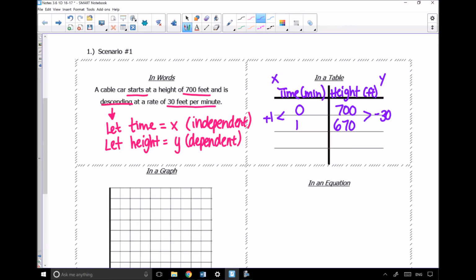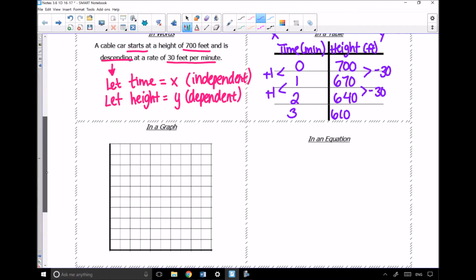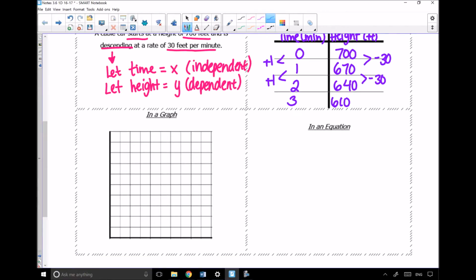Do you now see how things are starting to come together? Now we're talking about first differences. This is where our slope is starting to come in. It's all connected. As the time increases by 1, our height decreases by 30. And it just keeps happening. We can keep going with our chart, but this is enough for us to get enough information to do our graph. So the next thing we're going to do is our graph.